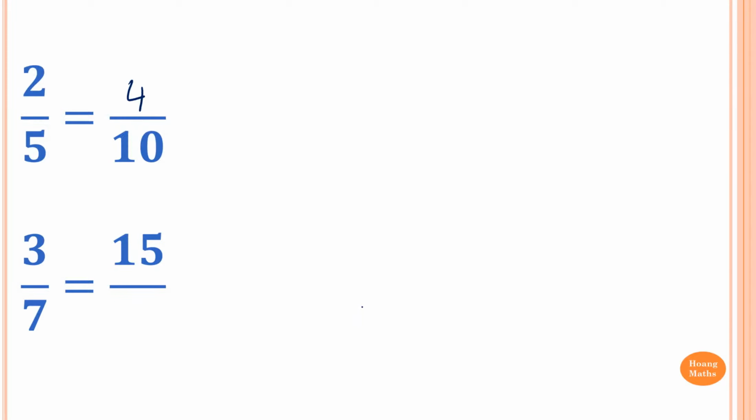3 over 7 is equal to 15 over something. So from 3 to 15, we times this by 5, because 3 times 5 is 15. So therefore, from here to here also need to times by 5. So 7 times 5 is equal to 35.